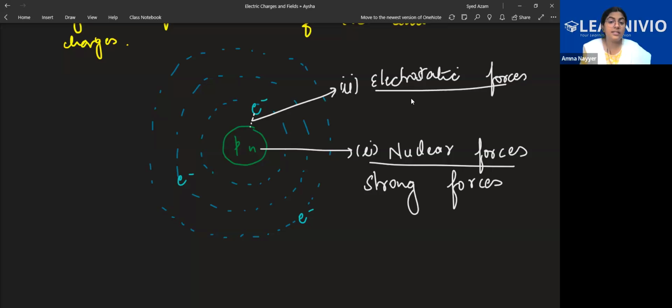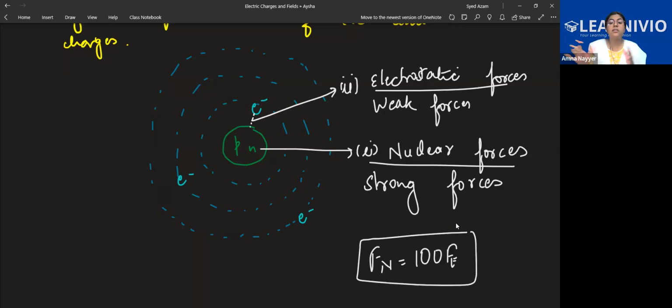Now, the difference is that the electrostatic forces are weak in nature, while nuclear forces are strong. This is the differentiating factor between nuclear forces and electrostatic forces. Electrostatic forces are weak in comparison to nuclear forces. If I give you the data, the ratio of nuclear force to electrostatic force is 100. It means the nuclear force is 100 times stronger than the electrostatic force.